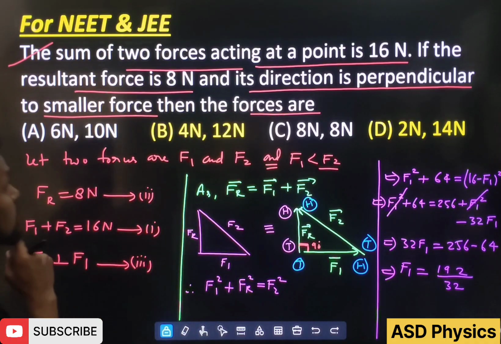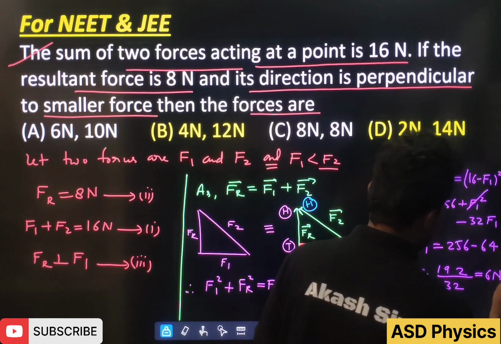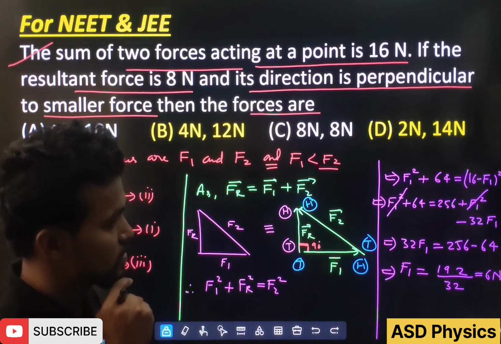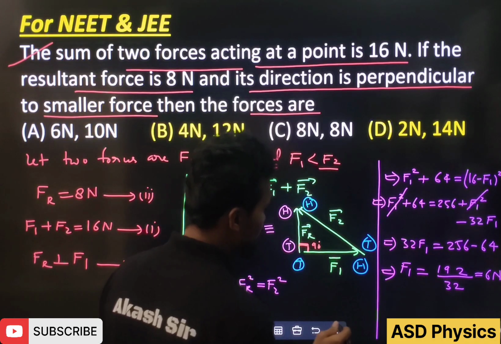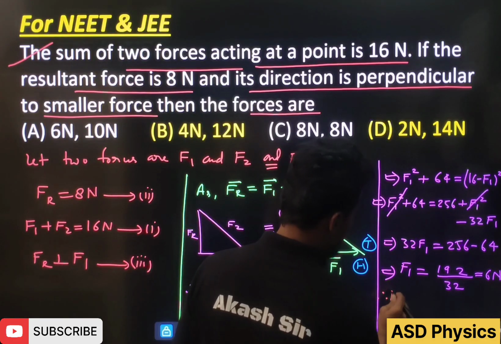192 by 32, just think here. It will come 6 Newton, because 192 by 32 is 6 only. Okay, correct only, 6 Newton. So F1 is coming 6 Newton. So when F1 is 6 Newton, then hence F2, how much?